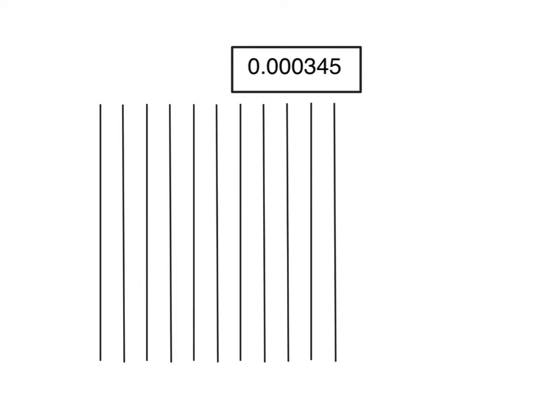So again, we're going to try and turn this into standard form. So if I pop it into my place value table, I've got 0.000345. So this time it's a really small number, and I'm going to copy that number.